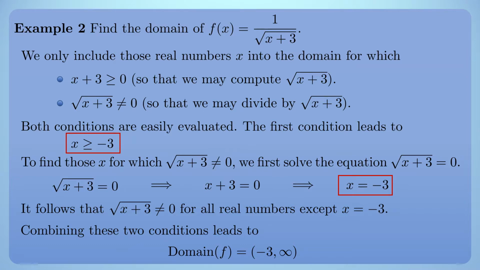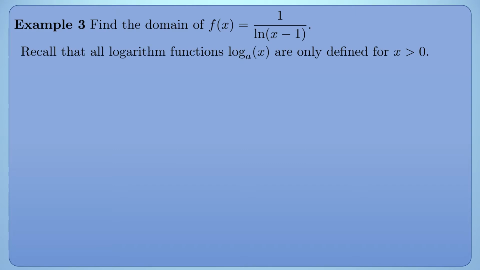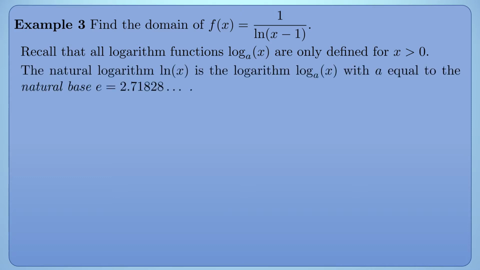0 in the denominator. In our third example, we consider the function f of x equals 1 divided by the natural logarithm of x minus 1. So recall that in general, a logarithm function log with base a of x is only defined for those x that are strictly bigger than 0. The natural logarithm ln of x is simply the logarithm function log with base a of x, where the base a equals the natural base, generally denoted by e, which is equal to 2.71828 and so on. So e, the natural base, is a transcendental number and has an infinite number of decimals.